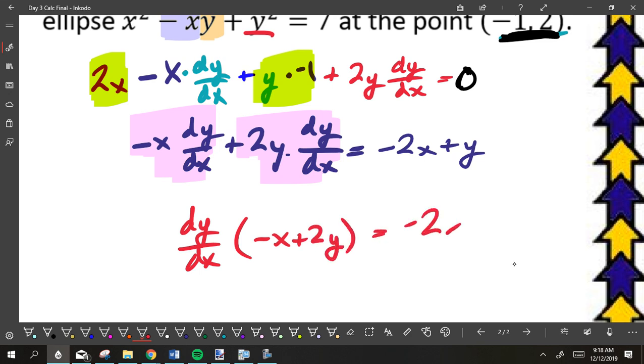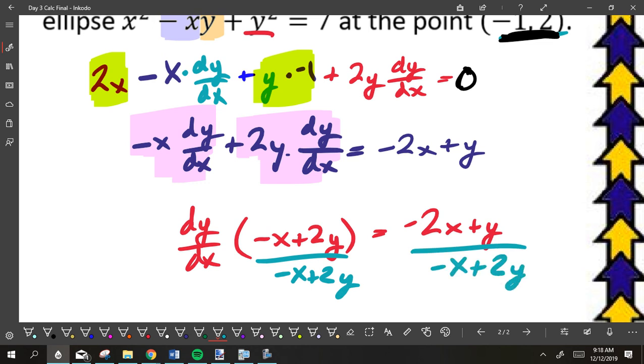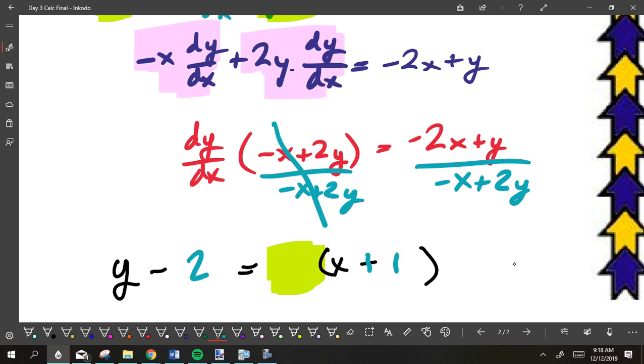Then I'm going to get dy dx by itself, so that means I'm going to divide by negative x plus 2y. So dy dx equals that thing. Find the slope that goes in for that normal line there. Talk with your neighbor, find the slope that goes in for that normal line.